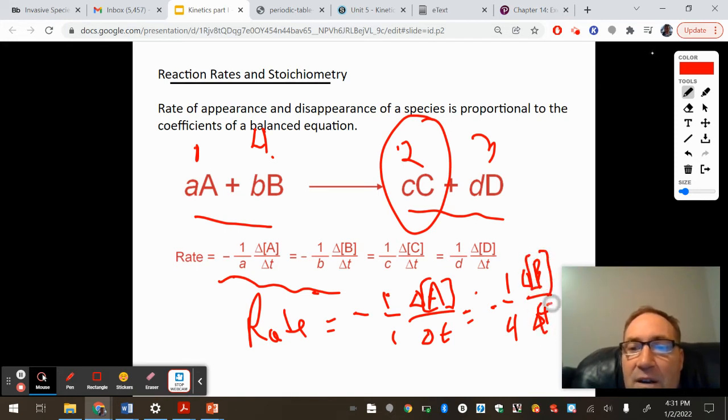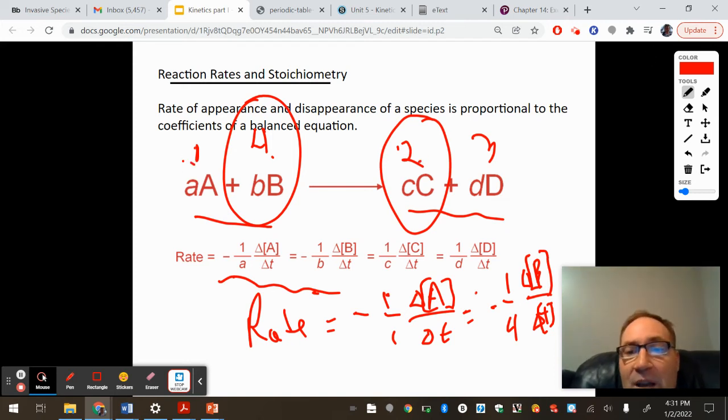I'm sorry, it's hard to write. But regardless, we can still see conceptually that this is going to disappear at 4 times the rate that this is going to disappear. And this will appear at twice the rate as 1, but half the rate of 4. And this is all just a way to show you how everything is proportional. So it's like stoichiometry matters in kinetics, and it affects the rates.